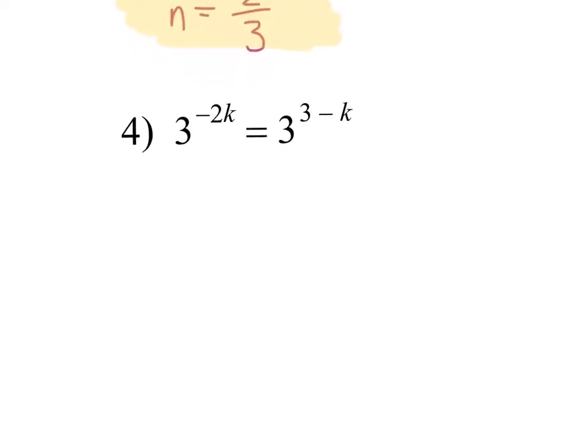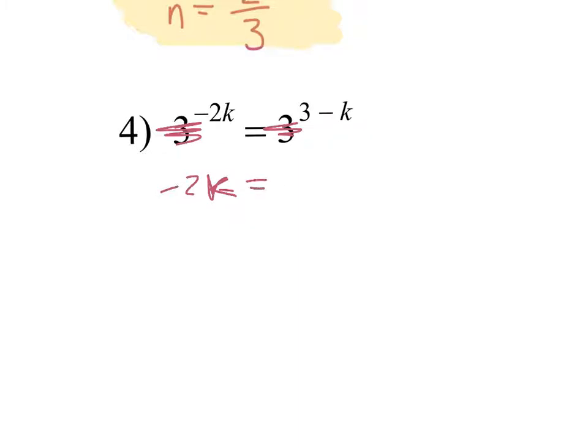Alright, and last one from this section, number 4. The bases are already the same, so we don't even have to do anything. We just cross them out and set the exponents equal. So we have negative 2k is equal to 3 minus k.